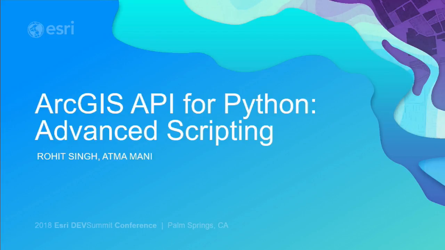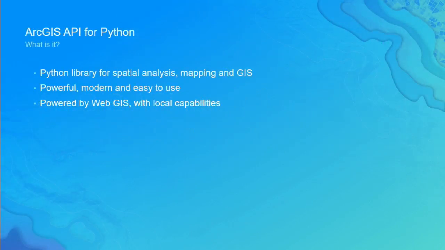My name is Rohit Singh, and with me is Atma Mani. We are from the development team. We developed this API. And what is this API? You might have heard of ArcGIS. ArcGIS is a Python API to desktop GIS. This is the Python API to your Web GIS. It's a Python library that you use for spatial analysis, mapping and administering and managing your Web GIS.